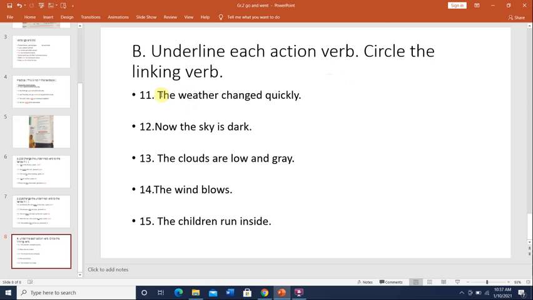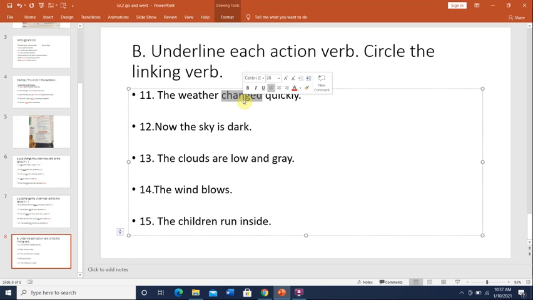All right, number 11, the weather changed quickly. So the verb here is changed. Is that an action verb? Yes. So we will underline changed. Okay, now number 12, now the sky is dark. Where's the verb? Now the sky is dark. So is that an action or a linking verb? It's linking. So we will circle the verb is. Okay, I will make a circle next to is so you know that you have to circle it.